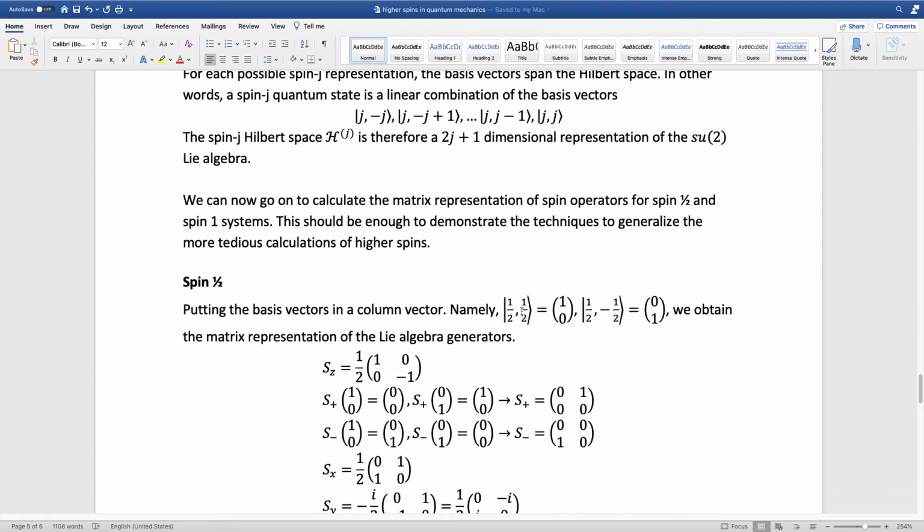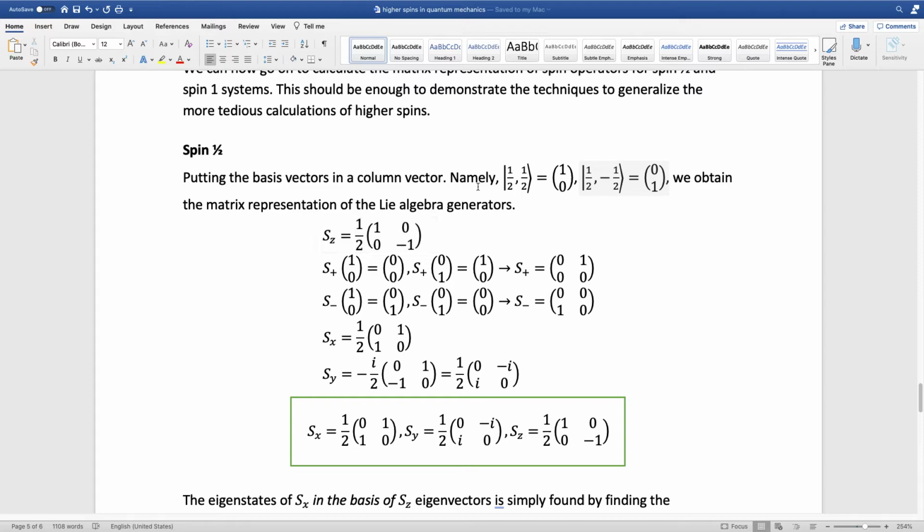So we identify the m equals half as this column vector and m equals minus half as this column vector. Then we take the action of certain linear operators, namely the spin z, the raising and lowering operators, and we see how they act upon these eigenbasis vectors. And from there, we can construct a matrix representation of the linear operators. So the spin z direction is this. For the raising operator, I'll go through this in detail.